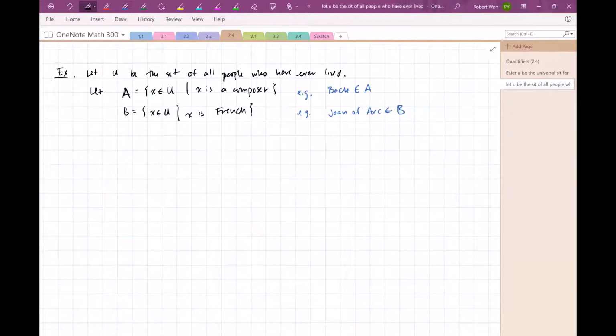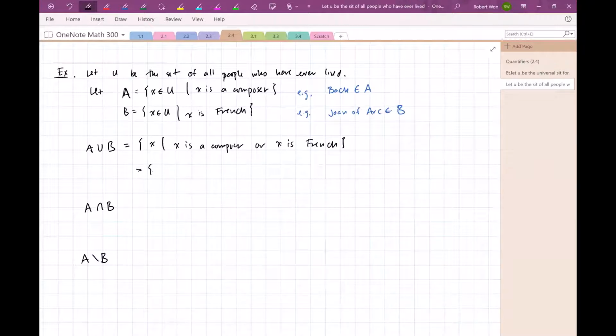And now the pretentious part of this is, let's try to figure out A union B, A intersect B, and A set minus B. And it's really funny to ask this to a class, and some people have no idea what to say. It's not that easy to think of these sets. Okay, so what is A union B? This is the set of all x such that x is a composer, so the set of all people x, or x is French.